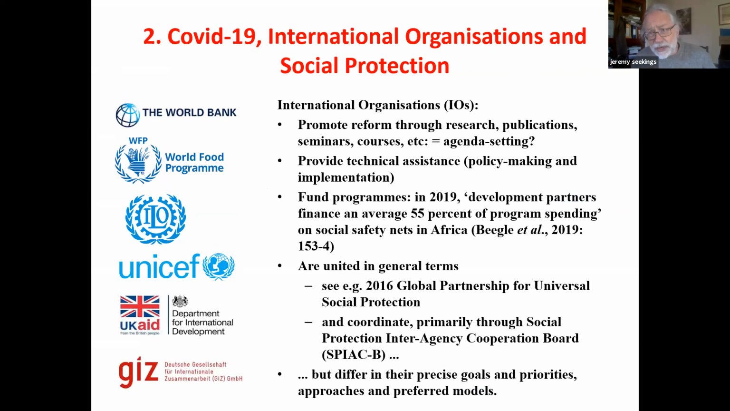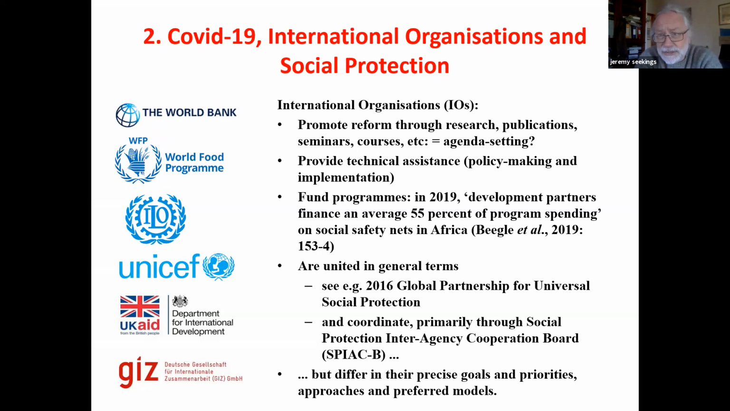Now, international organizations have in the last 20 years played a really important part in shaping the agenda of poverty reduction policy across the whole region. And when we study social protection policy in particular, we can see that international organizations have played a really crucial role. And they do this in a variety of ways. They promote reform through their publications and research and so on. They provide technical assistance, and they fund programs.